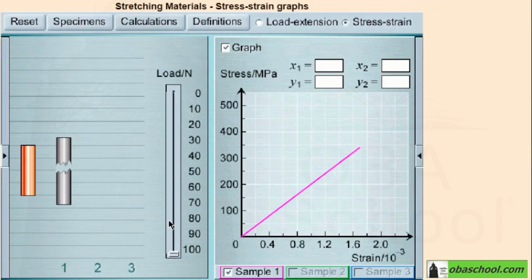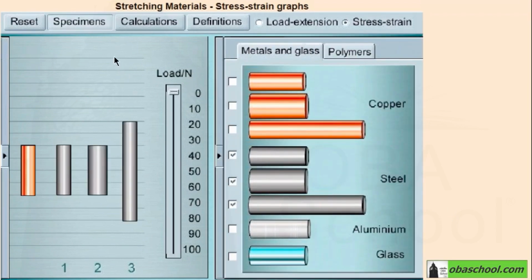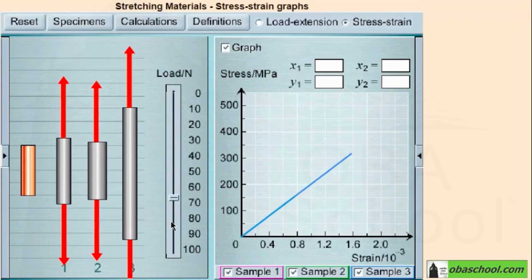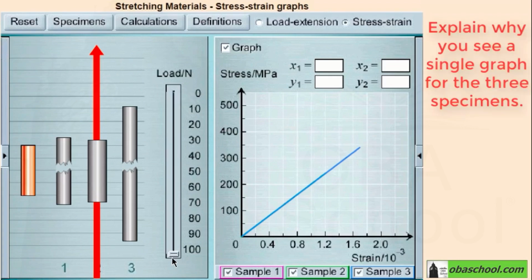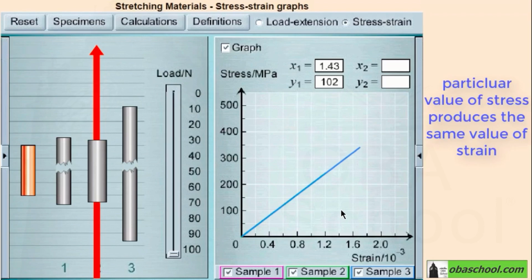Now we're going to select all three steel specimens and stretch them. Explain why you see a single graph for the three specimens. Well, all three specimens have the same stress-strain graph because no matter what size and shape of the specimen you have chosen, a particular value of stress produces the same value of strain.